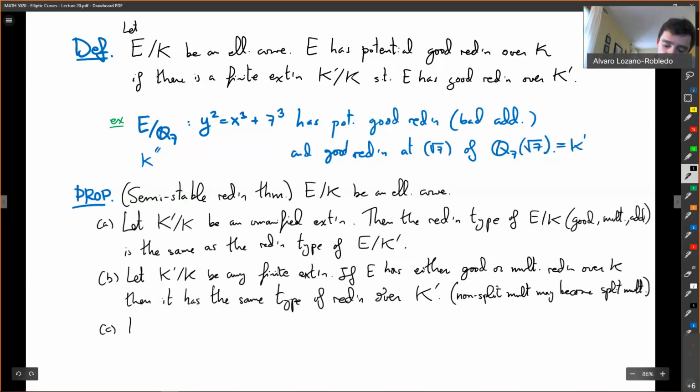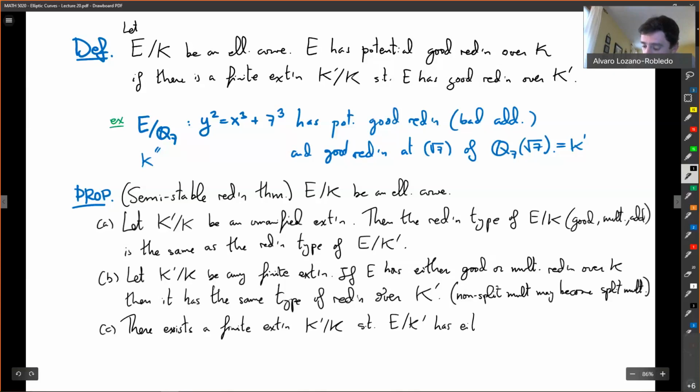And finally, there exists a finite extension K prime over K such that E over K prime has either good or split multiplicative reduction.